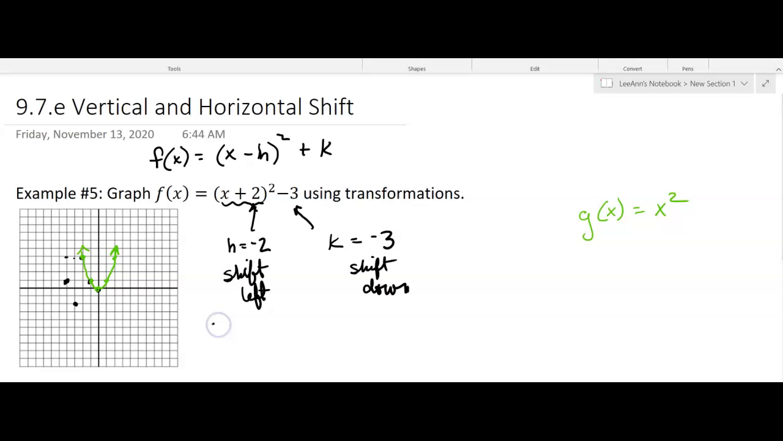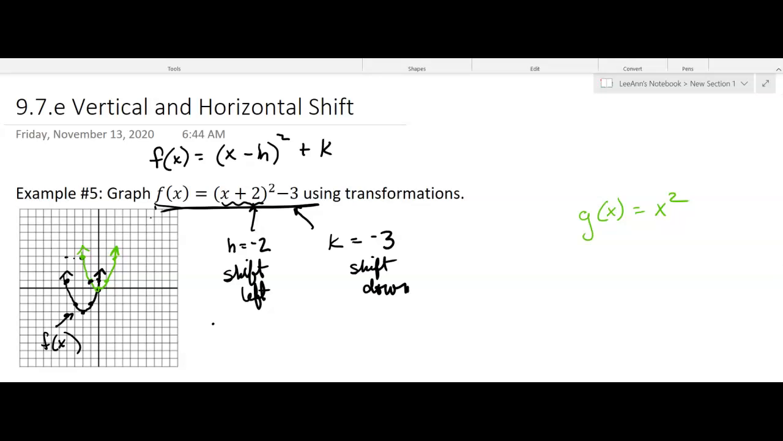I had to change programs and I don't like the new one. And then there's going to be a point there. And then a point right there. Okay, so this is the graph of our new transformed parabola. That is f of x, the problem that they gave us right here. Okay? And that's what it would look like.